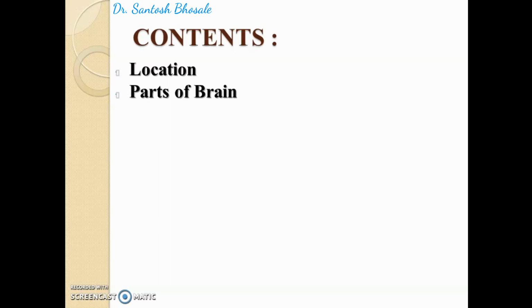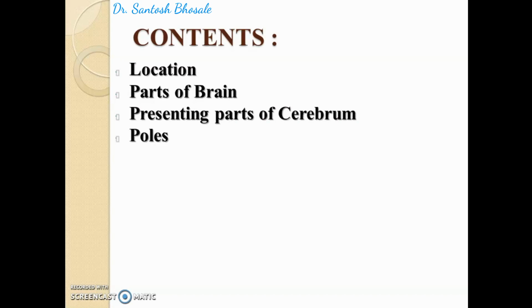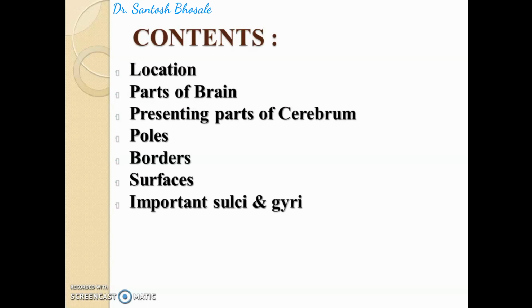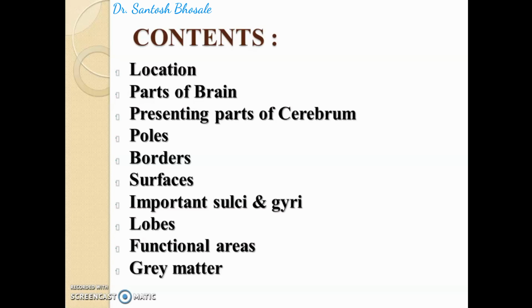we will see the other parts of the brain, how it is divided, the embryological subdivision, the morphological subdivisions of the brain, and presenting parts of the cerebrum like poles, borders, surfaces, and then we will see the important sulci and gyri which help us to divide the cerebrum into different lobes. We will discuss in detail about the lobes, and we will also discuss the important sulci and gyri with the functional areas. Then we will see gray matter and white matter.